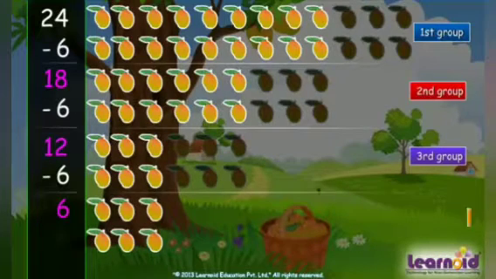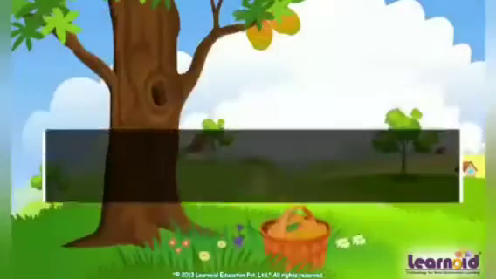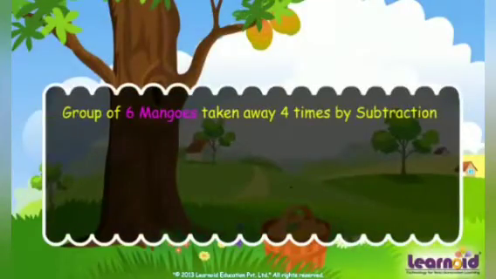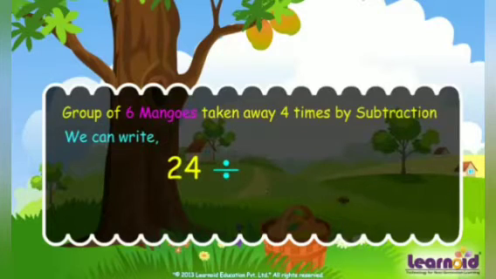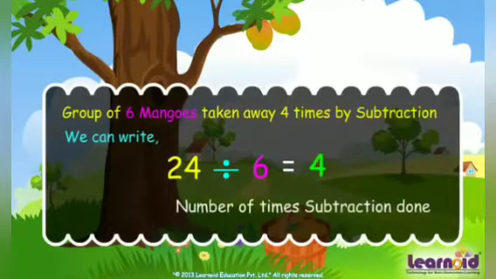When we take away the fourth group, we get 0. A group of 6 mangoes was taken away 4 times by subtraction. We can write 24 divided by 6 is 4. 24 is the total mangoes. 6 is the mangoes in one group. 4 is the number of times subtraction is done.